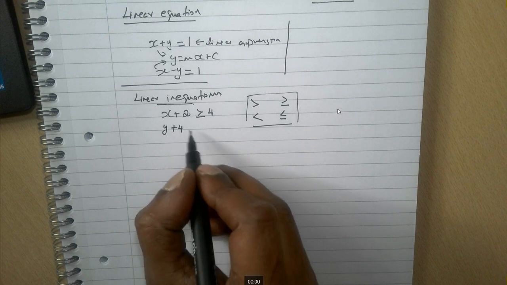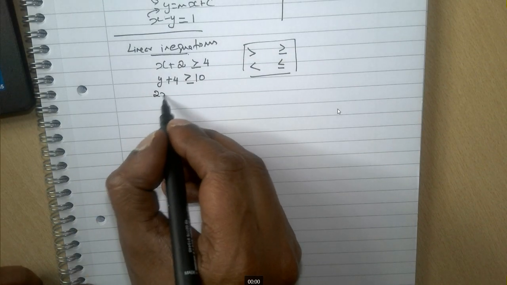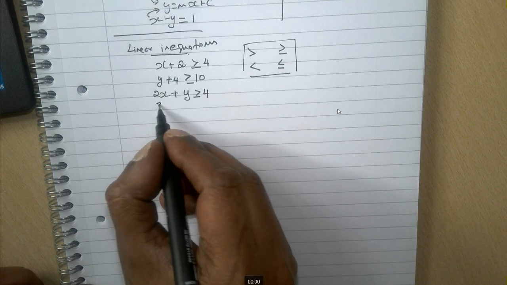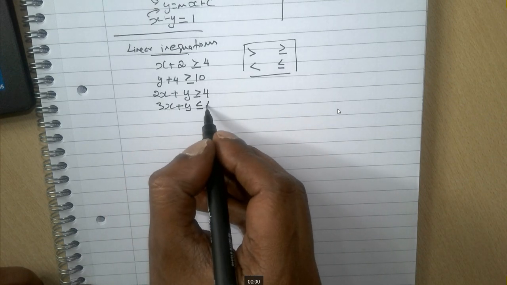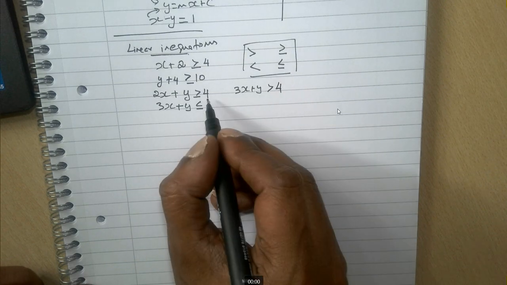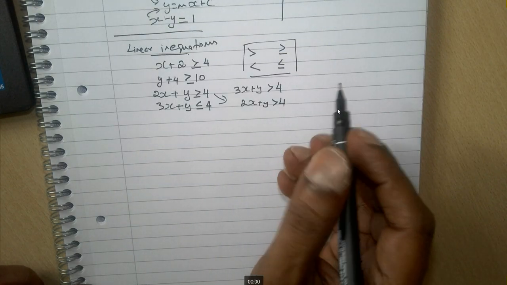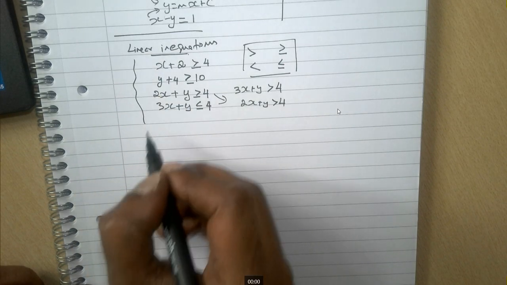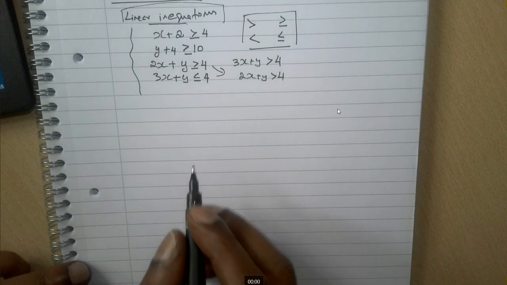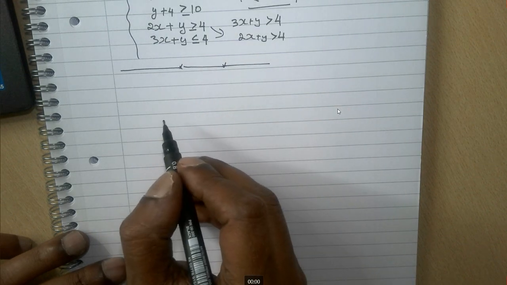Another example is y plus 4 greater than or equal to 10. Another example is 2x plus y greater than or equal to 4. Another example is 3x plus y less than or equal to 4. Or 3x plus y greater than or equal to 4. Similarly, 2x plus y greater than or equal to 4. So these equations which I wrote here, you can call them linear inequations. Before going into the algorithm, we will learn a few more concepts that you need to know.